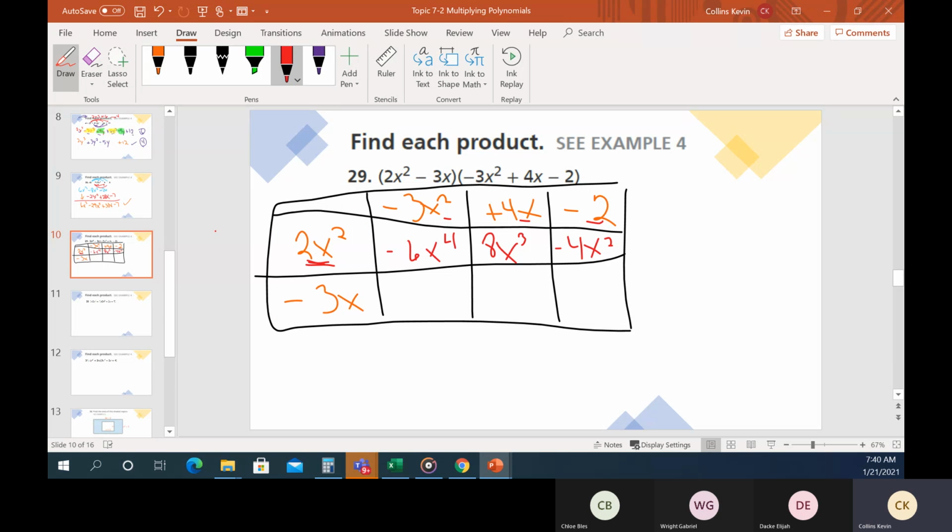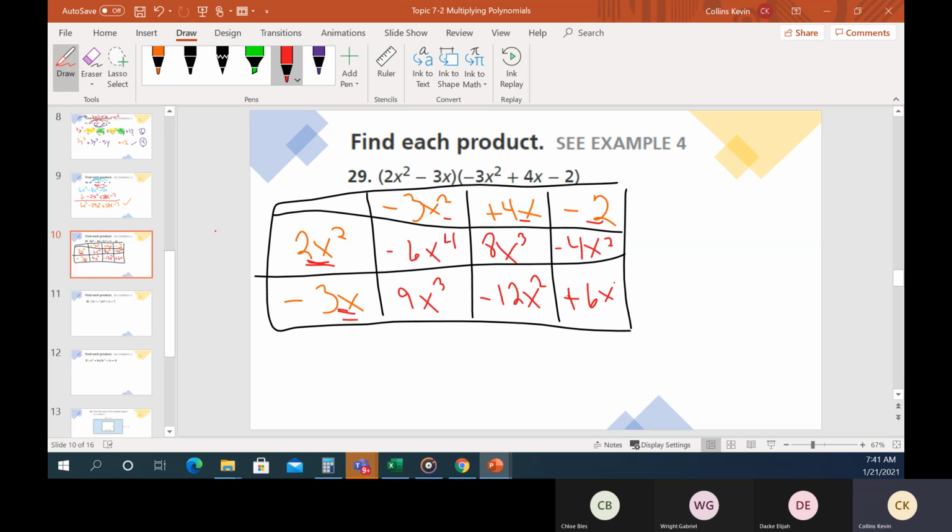So then we go minus 3x and minus 3x squared, so it's minus 3 and minus 3, that's going to be positive 9. And then x to the first, x to the second is x to the third. Then we do the minus 3 times the 4, that's going to be minus 12. X to the first and x to the first is x squared. And one more time, minus 3x and then minus 4x squared. No, not minus 4x squared, my bad. Minus 3x and minus 2, that's going to be plus 6x.